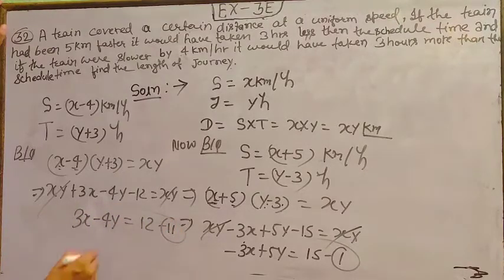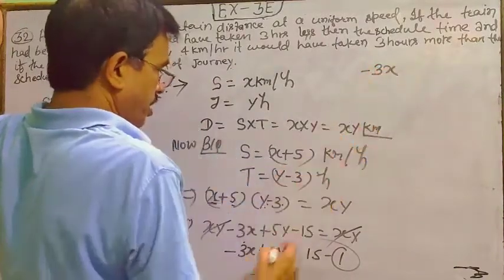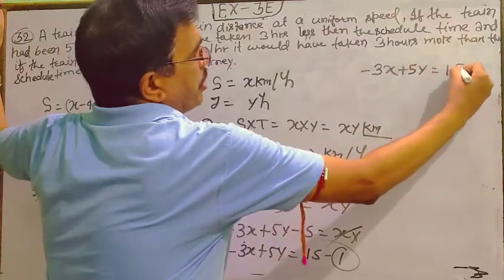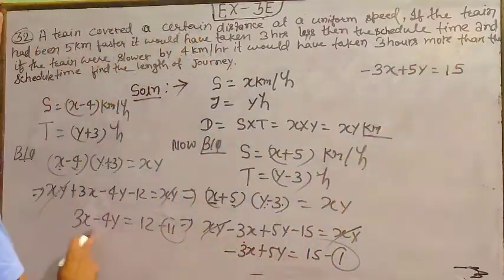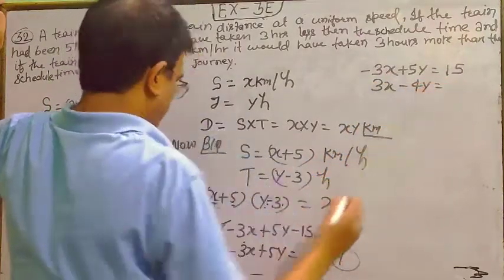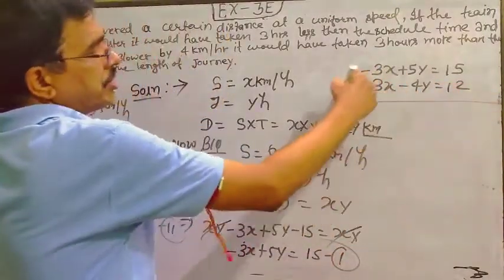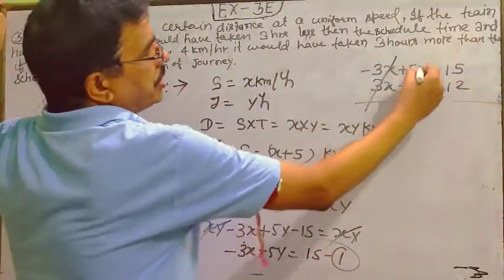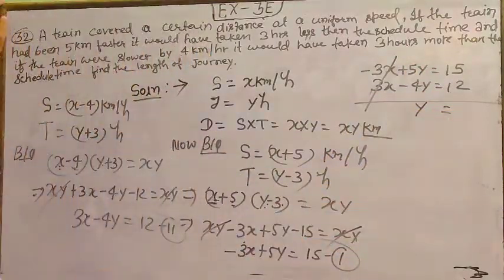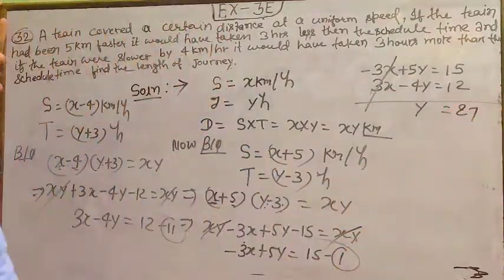It is the second equation. Now write here, the first equation is minus 3x plus 5y is equal to 15, and next is 3x minus 4y is equal to 12. Both have different signs, so when we add, they cancel. So here y is equal to 27. So y is equal to 27.